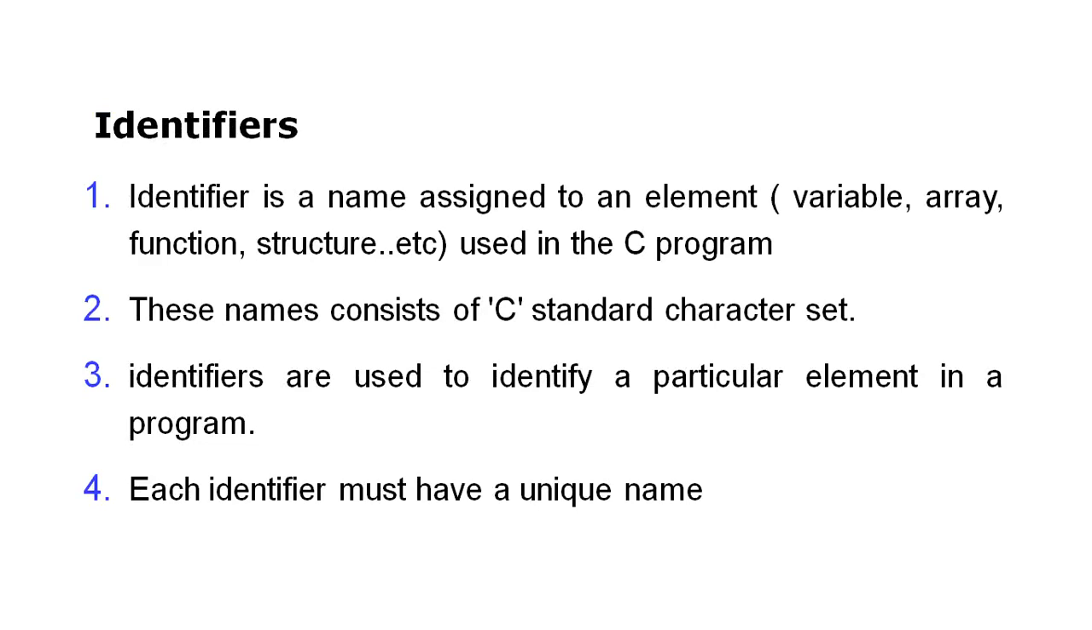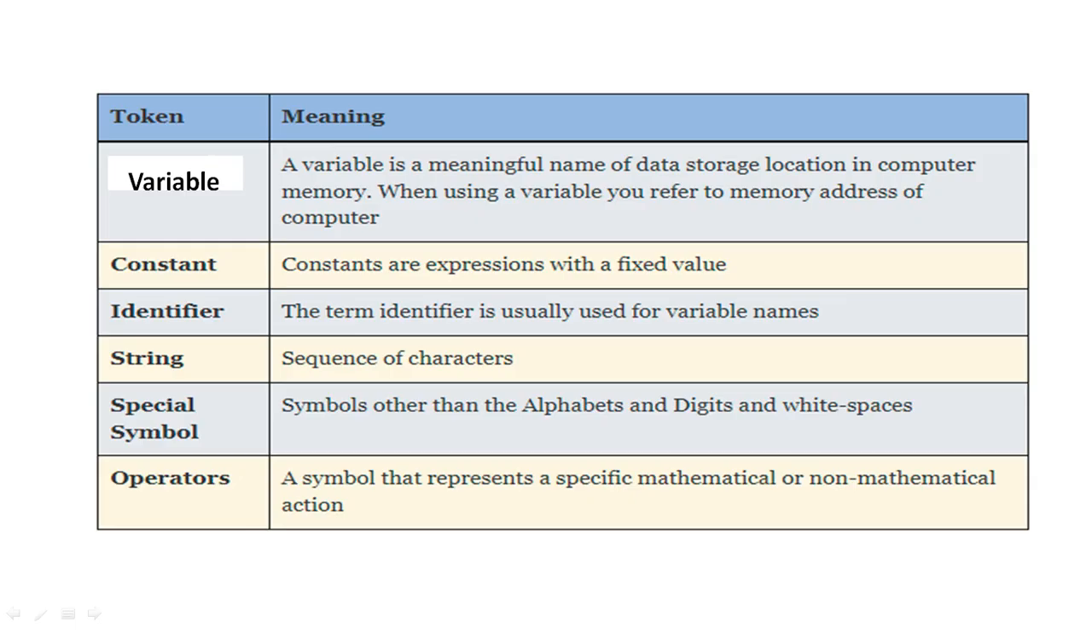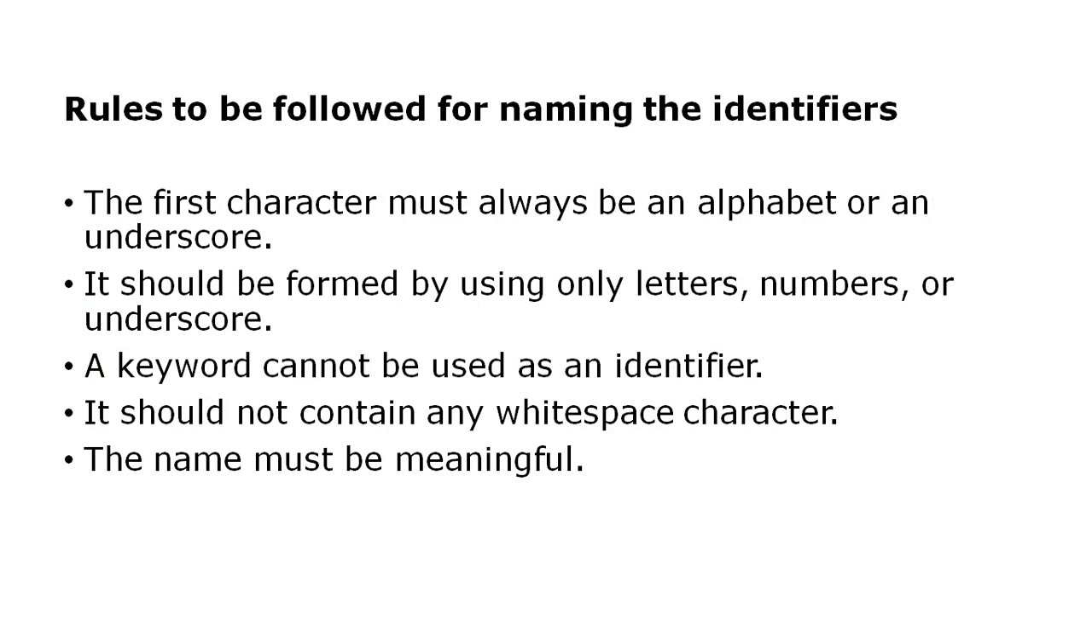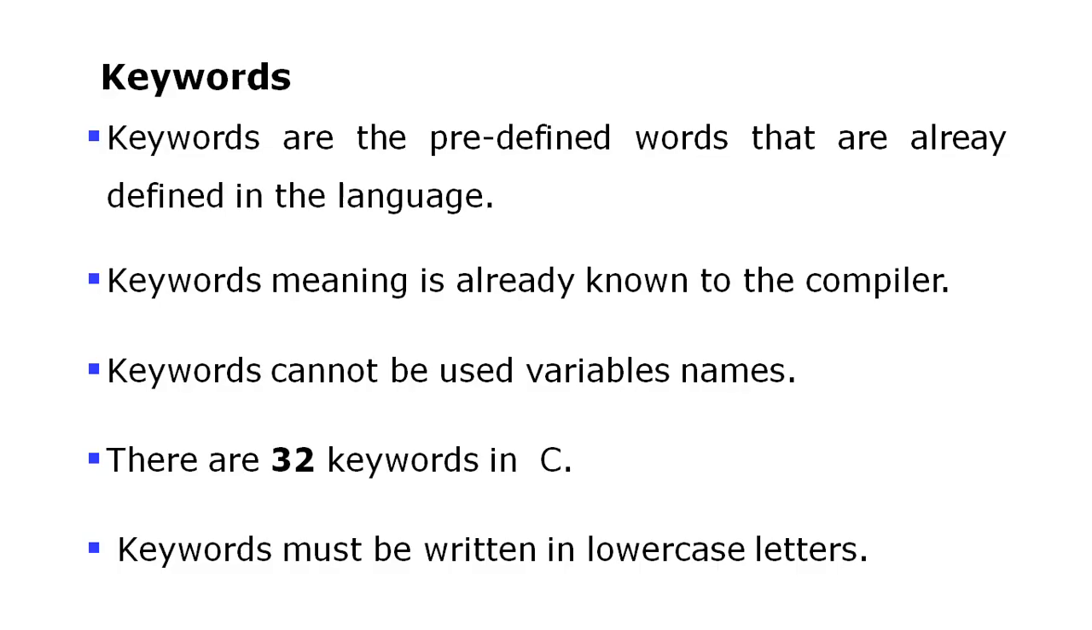And in the first one, I'm going to explain one by one what is a keyword, what is an identifier, what are the rules to be followed for naming identifiers. The keywords are the predefined words that are already defined in the language. Keyword meaning is already known to the compiler.